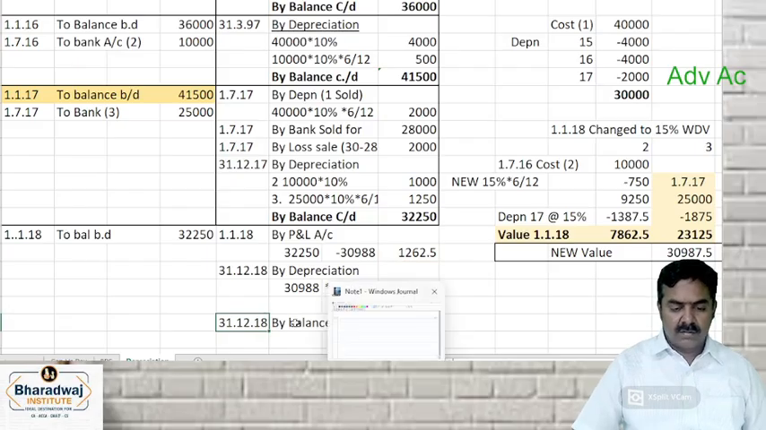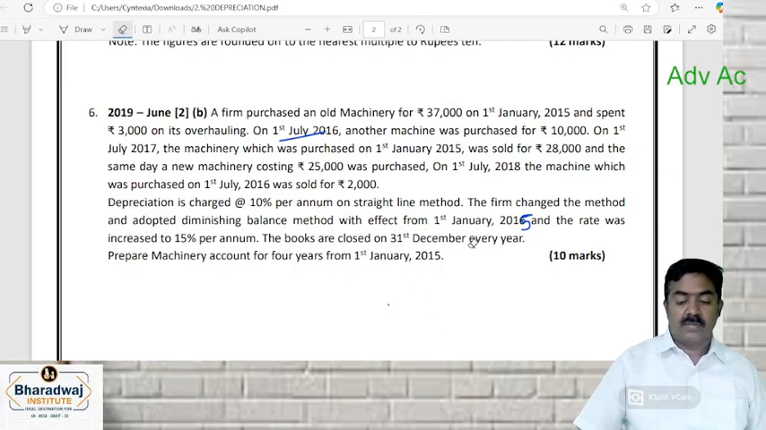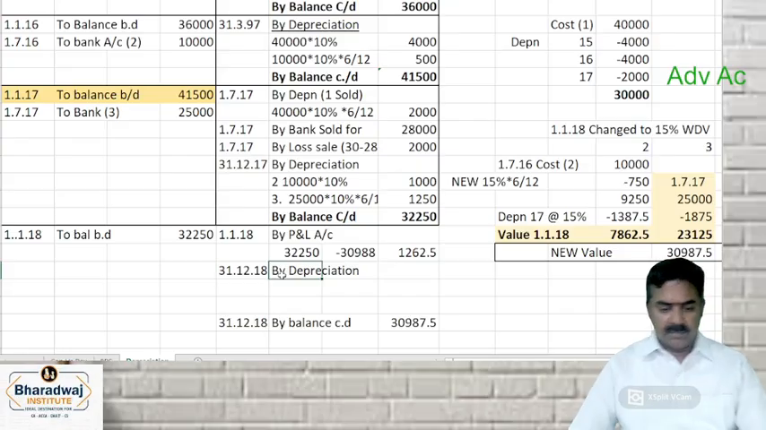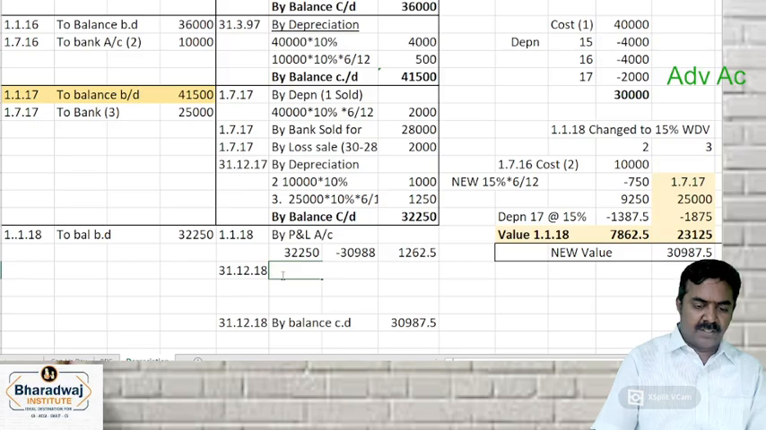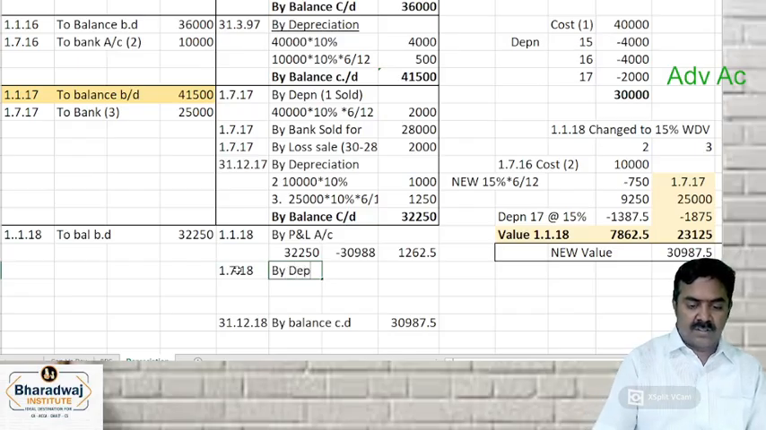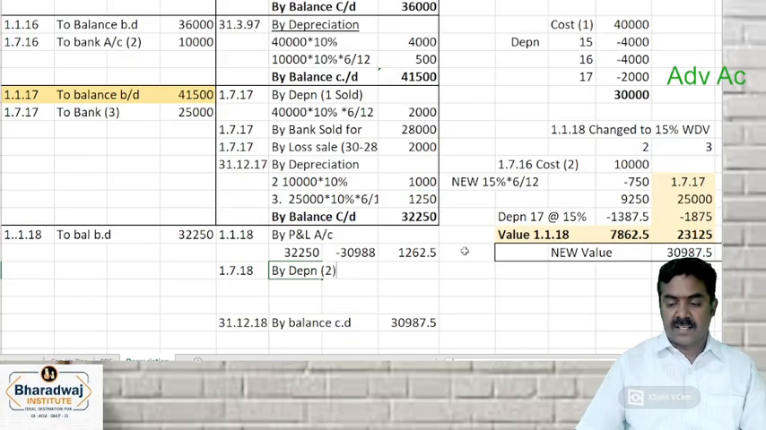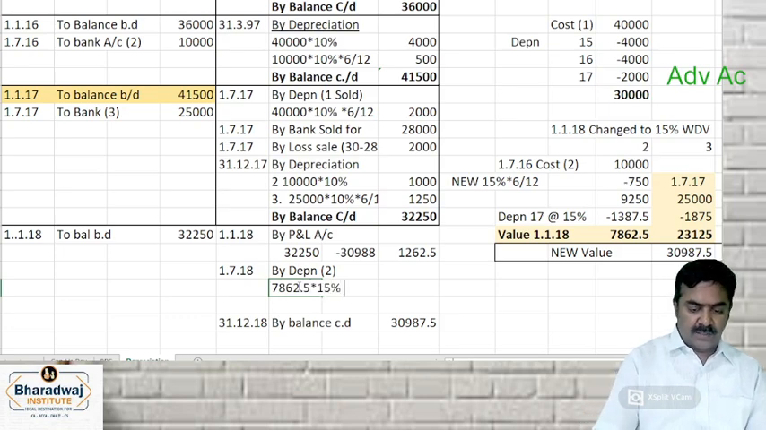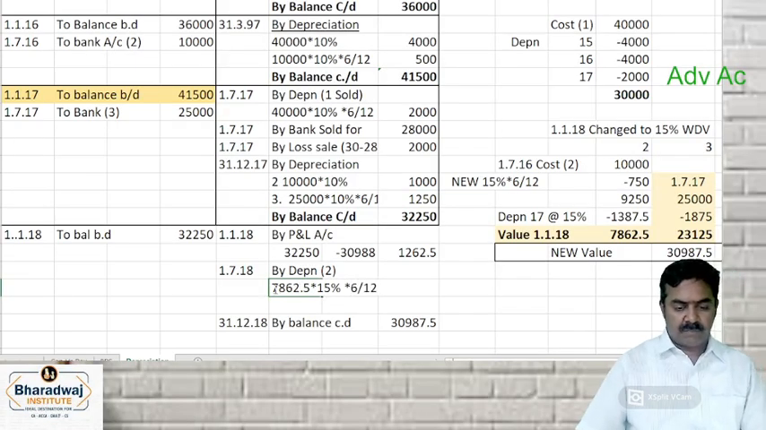Is there a sale? Oh, we are selling this one. So we should not charge depreciation, right? By bank. Before that, by depreciation. When are we selling the asset? 1/7/18, right? By depreciation. Which machine? How much depreciation will you charge for the second machine? This one, 7862.5 into what percentage? 15% for 6 months. How much? 590.